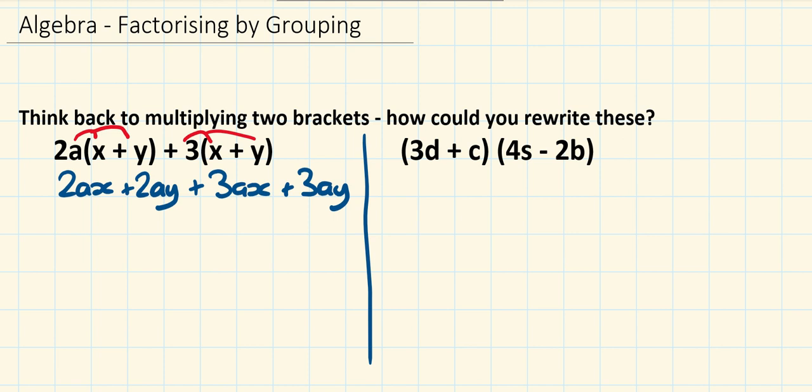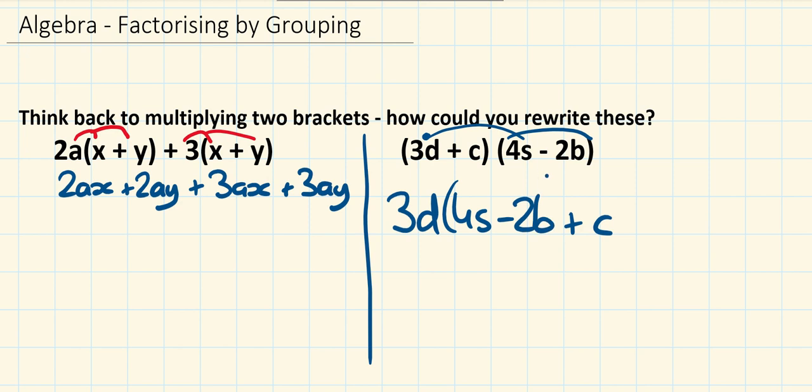Now, this one you're starting off with two brackets. So you've got 3d plus c and 4s minus 2b. If you remember back, you want to split up your first bracket, so you'll get 3d here, and then plus c here. That means you're multiplying 3d by all of this, so you write 4s minus 2b here, and then you're also going to multiply your c by the second bracket, so 4s minus 2b.